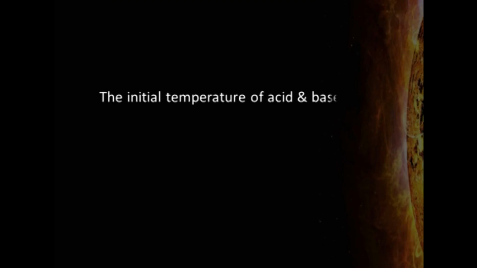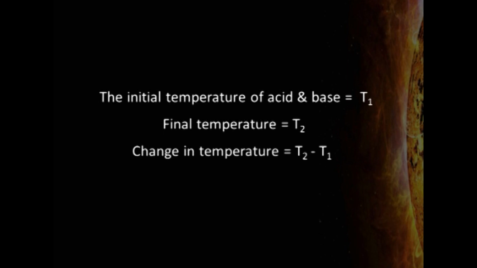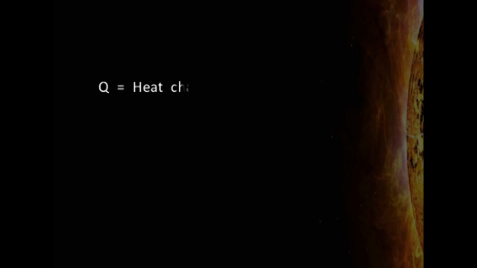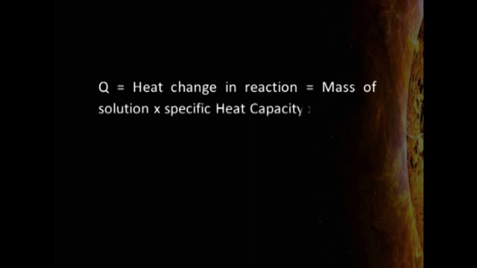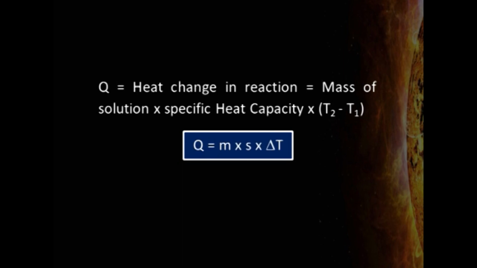Now let the initial temperature of both the solutions be T1 and the final temperature attained be T2. Then the change in temperature will be equal to T2 minus T1. For simplicity, the heat capacity of the bottle is neglected as it is very small compared to the heat capacity of the solution, and the specific heat capacity of the solution is taken to be equal to that of water. Now Q, which is the heat change in the reaction, will be equal to mass of the solution multiplied by specific heat capacity multiplied by delta T. Therefore, Q will be equal to m into S into delta T, which is equal to T2 minus T1. Here Q is the heat evolved by the neutralization.